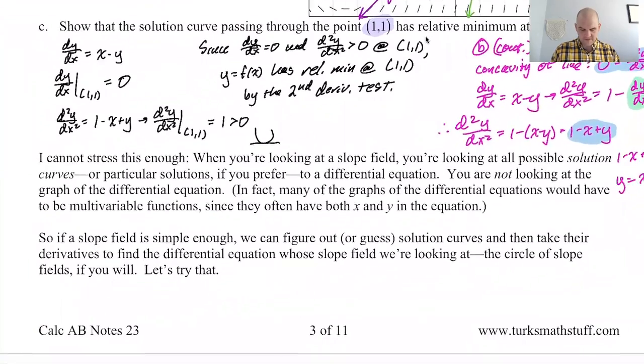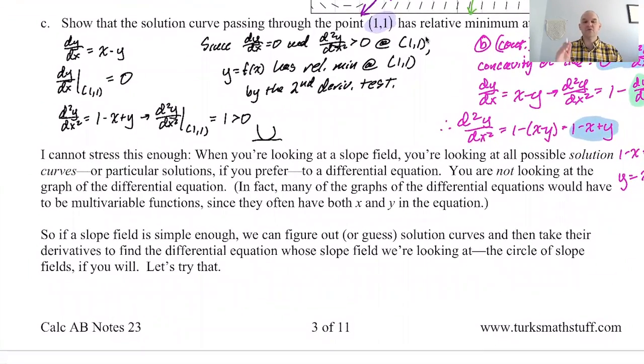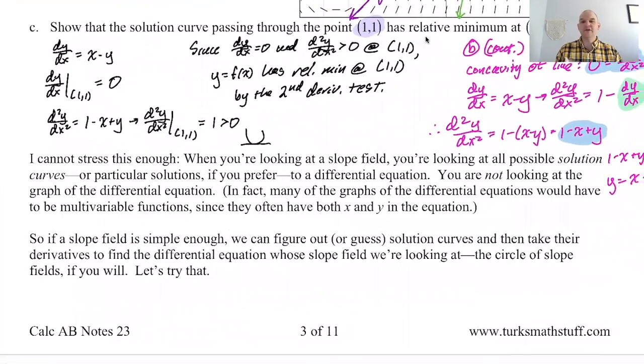So something to really keep in mind is when you are looking at a slope field, you're looking at all the possible solution curves, or the particular solutions. What you are not looking at, so let's highlight that in some extreme color, is the graph of the differential equation.